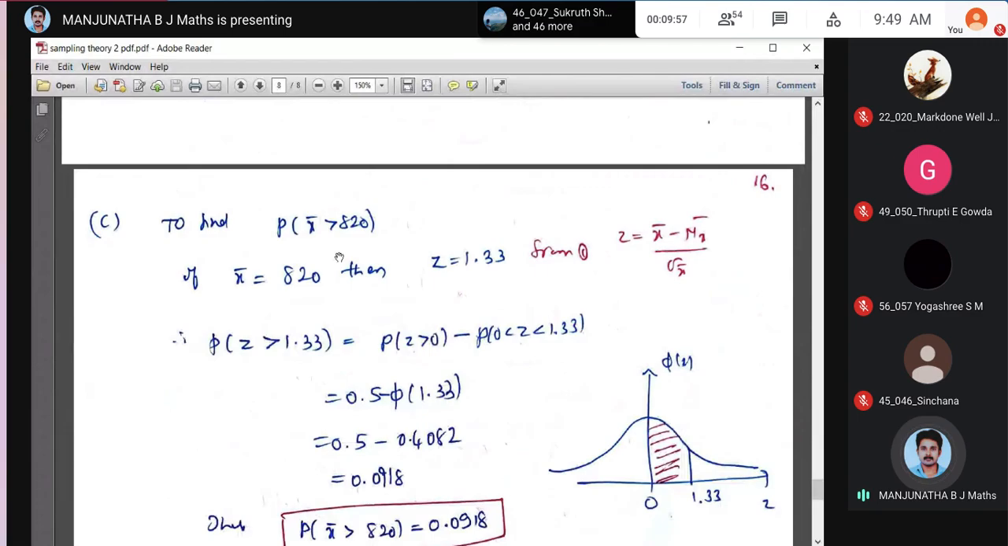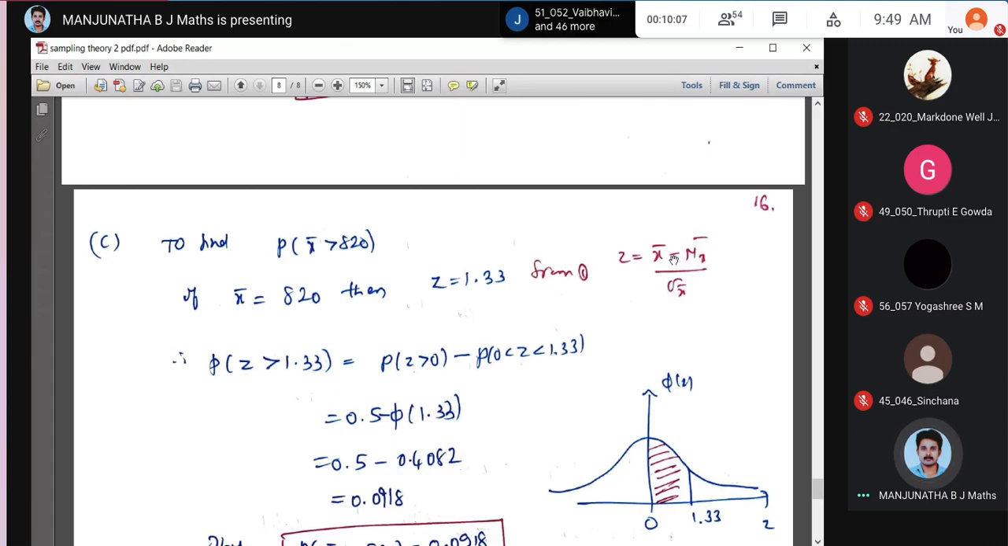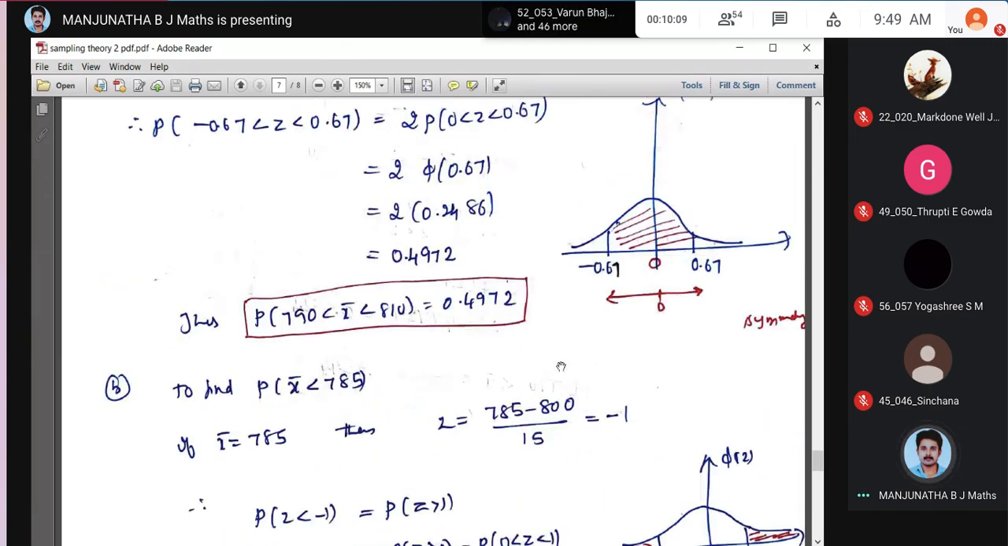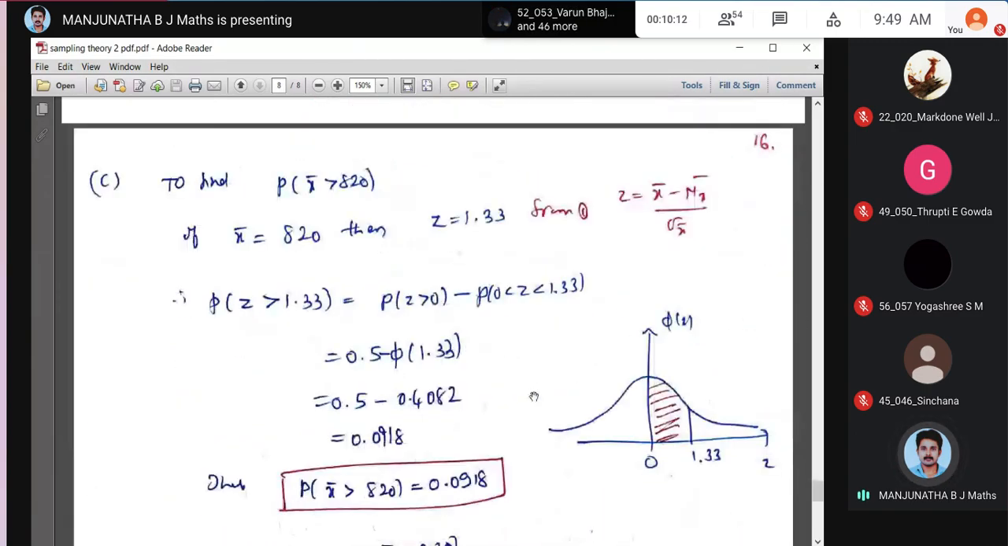Next, to find the probability that x bar is greater than 820. If x bar is 820, what is the z value? Again using this formula, 820 minus 800 divided by 15. If you simplify that, we get 1.33. Therefore, the probability that x bar is greater than 820 is equivalent to finding the probability of z greater than 1.33.